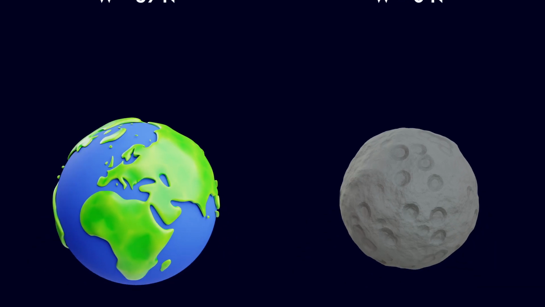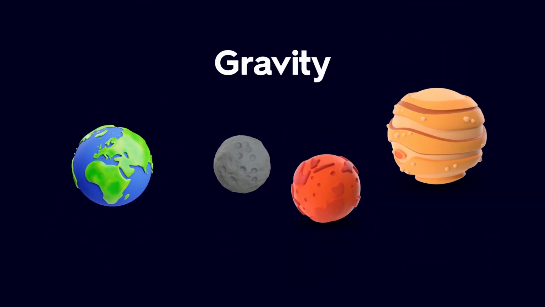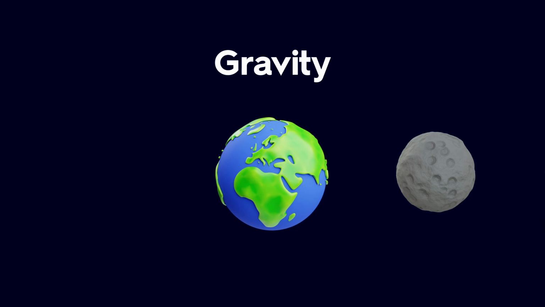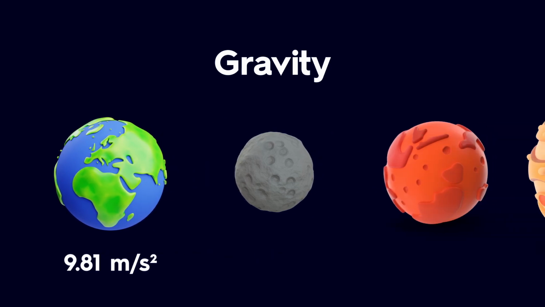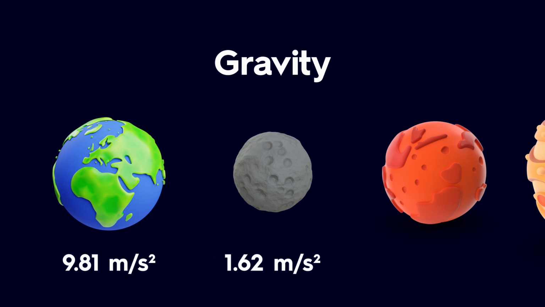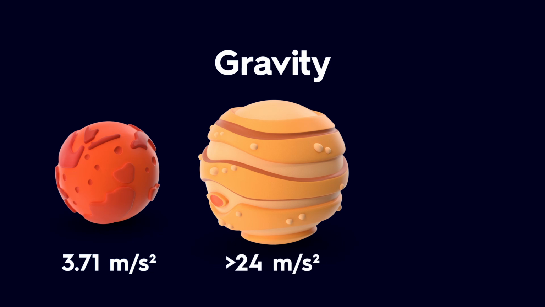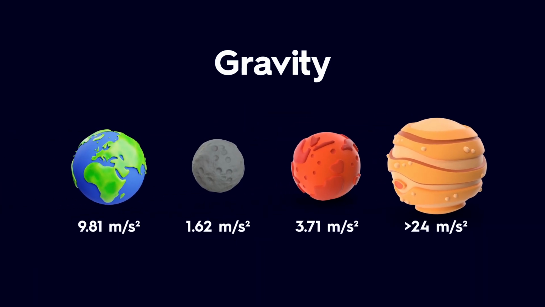So where does gravity come in? Gravity is not identical everywhere. Near Earth's surface, g is about 9.81 meters per second squared. On the Moon, g is about 1.62. On Mars, about 3.71. And on Jupiter, over 24. Different g means different weight for the same mass.